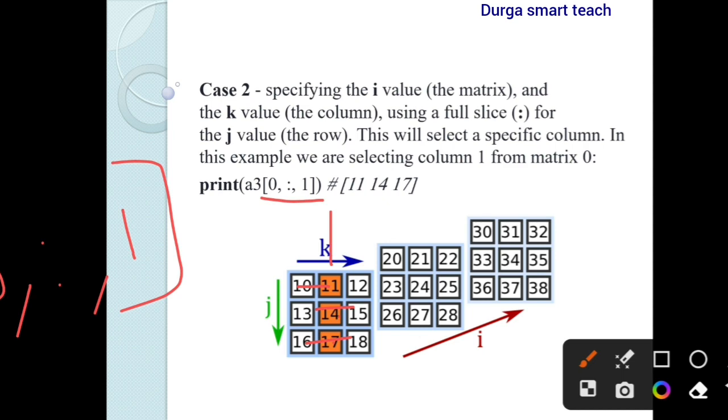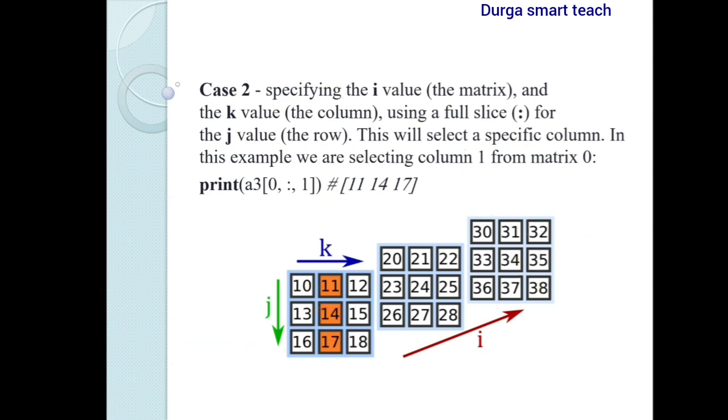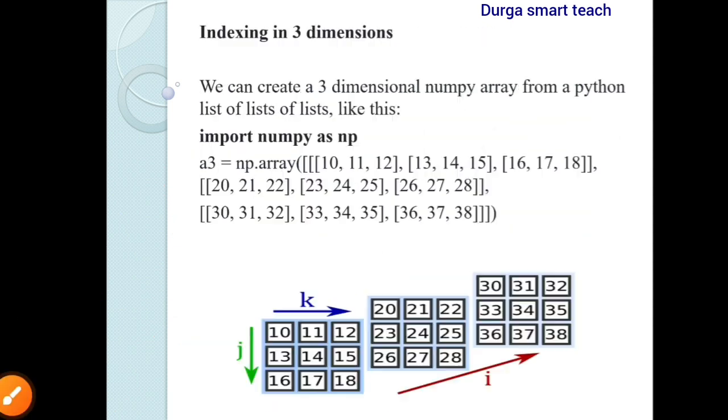Or if you want to access this particular column, tell me what the index is. It is present in the second plane, so that's why 2 comma, you need all the rows, so colon comma, and what is the column index? The column index is 2 because 0 1 2. In this way you can access a particular row, a particular column, a particular element.